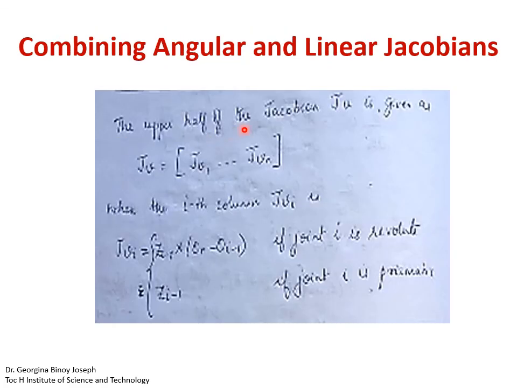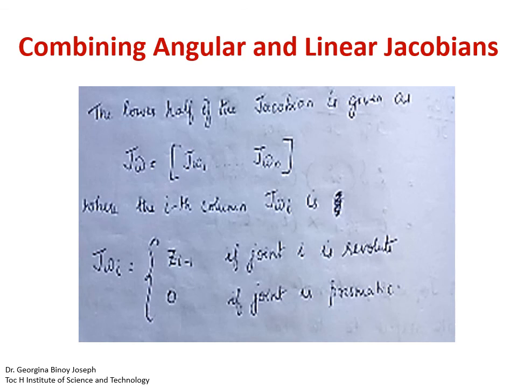So the upper half of the Jacobian, JV, which we just derived, can be written as JV1, etc., JVn. Now what is this JVi? If the joint is revolute, we derived it in the previous slide, no? So if the joint is revolute, it is Zi minus 1 cross On minus Oi minus 1. It's not clear here. That's why I said keep your notes right by your side. This is just the result that we derived in the previous slide. And just before that, we had derived that if the joint is prismatic, the answer JVi is Zi minus 1.